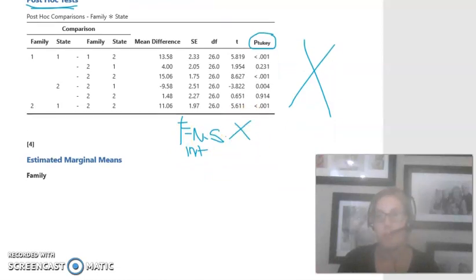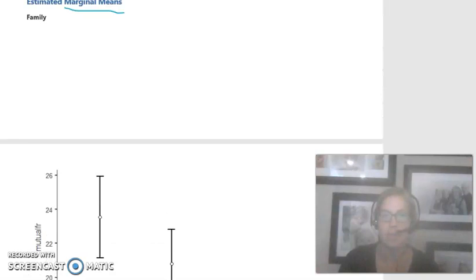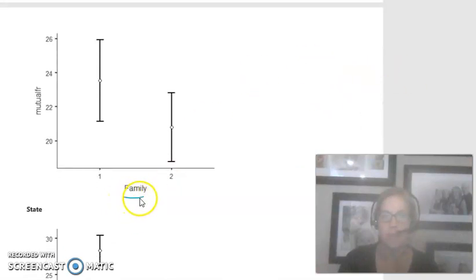All right, so I did want to go ahead and show you my next portion of this output, which is going to show you your estimated marginal means. Remember, marginal means are those columns on the outside. So this is showing, although it got cut off, this is for family. And you can see this is where the mean is for family and this is where the mean is for friend. So friend was 2 and then family was 1.